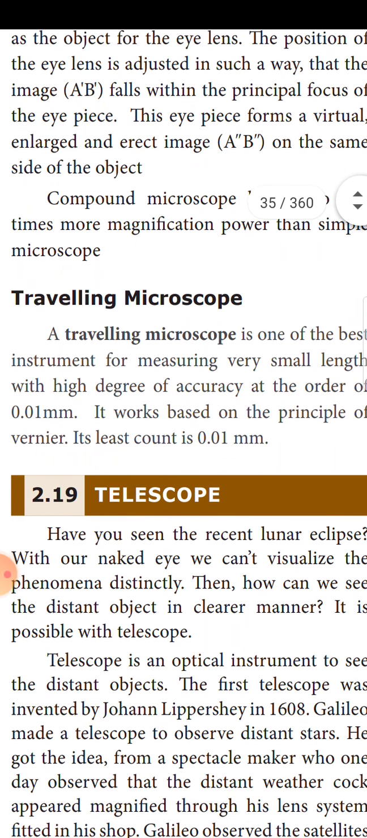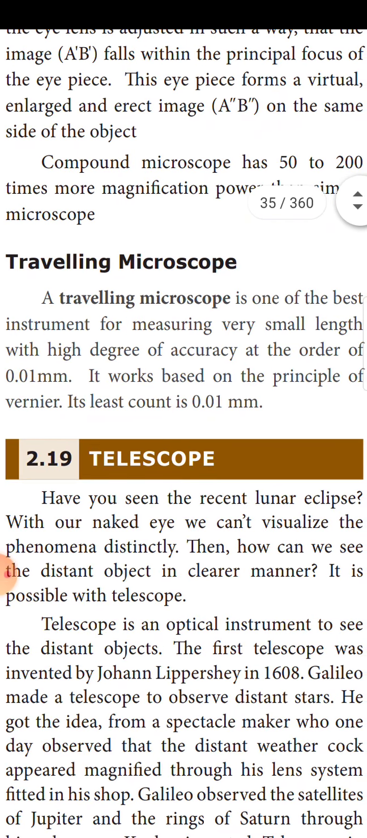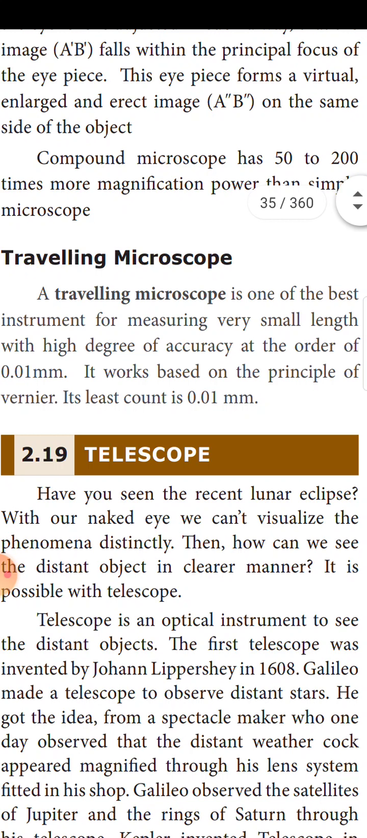Traveling microscope. A traveling microscope is one of the best instruments for measuring very small lengths with a high degree of accuracy, of the order of 0.01 millimeter. It works based on the principle of Vernier. Its least count is 0.01 millimeter.